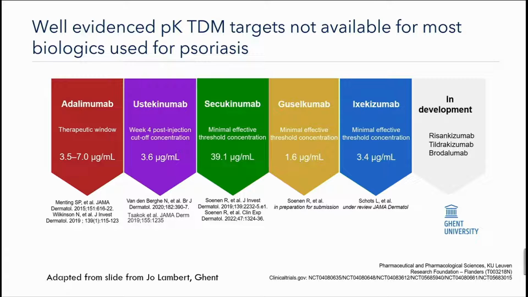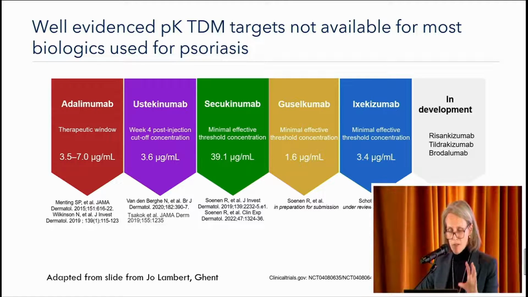The problem for us with the therapeutics that we use is that the PK TDM targets are not available for most of the drugs that we use. We've been involved in developing them for adalimumab and ustekinumab, and Jo Lambert, who's done a lot of work in this area too, is working on and has got data on guselkumab and ixekizumab, and is developing that in those other drugs. But there's still relatively little evidence around the PK target.